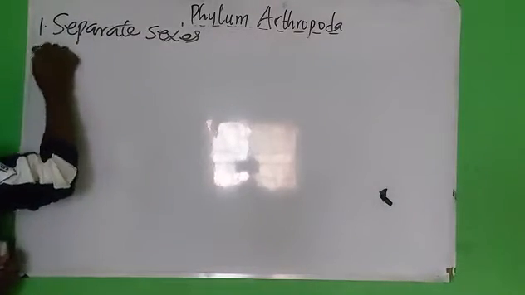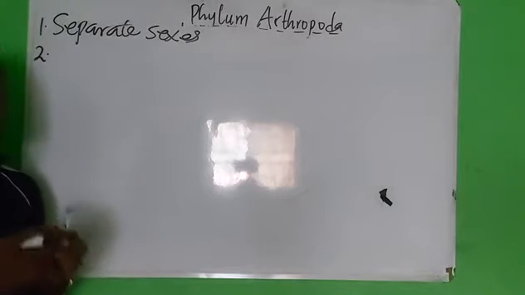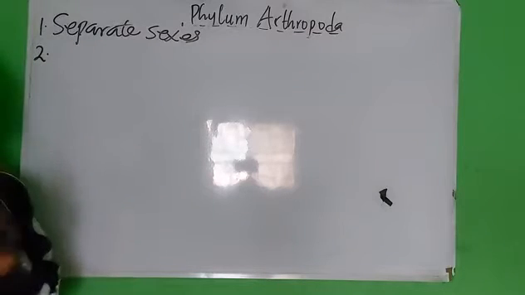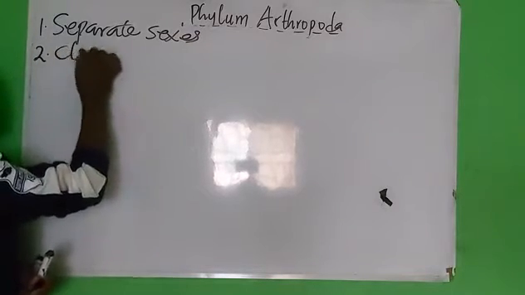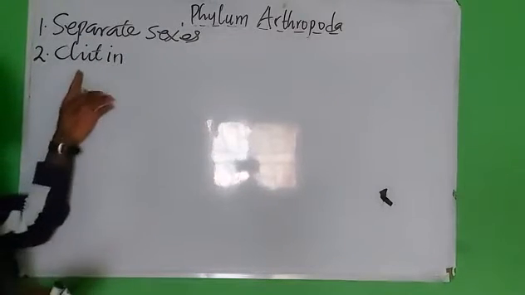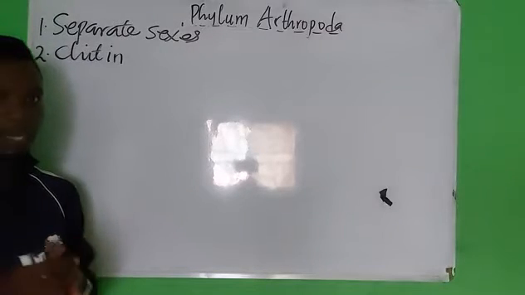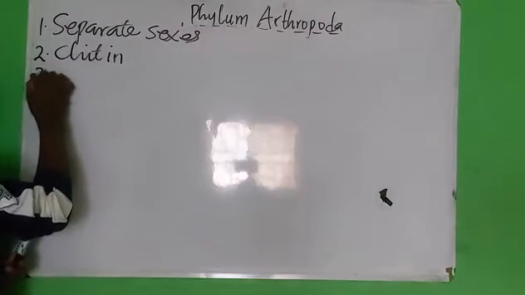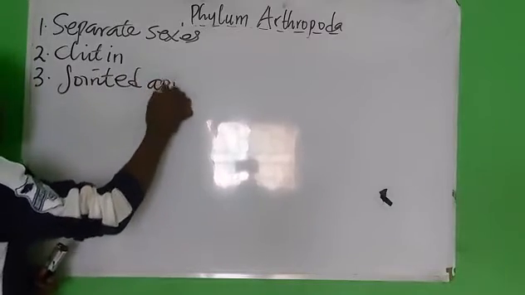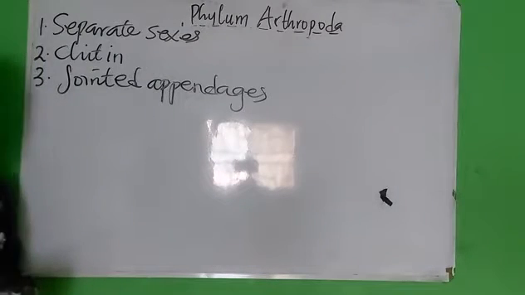Number two, they also have an exoskeleton. This exoskeleton possessed by these organisms is made up of a type of polysaccharide called chitin. Chitin is that type of polysaccharide that the exoskeleton comprises, okay? Number three, these organisms have what is called jointed appendages. They have jointed appendages.